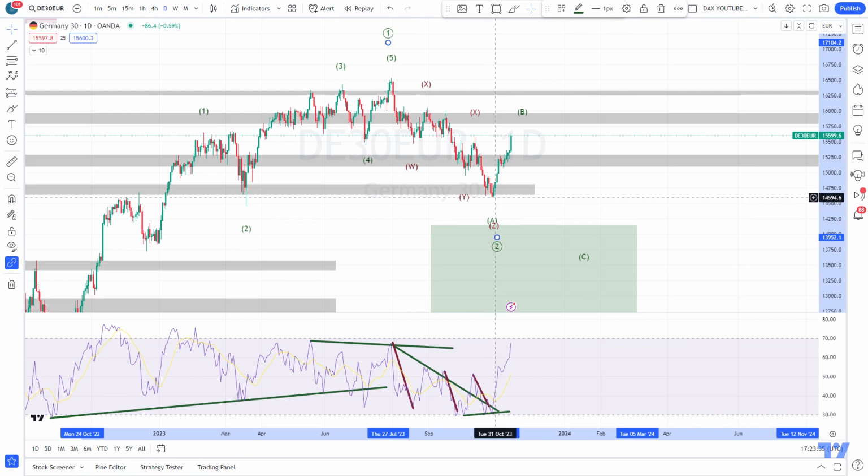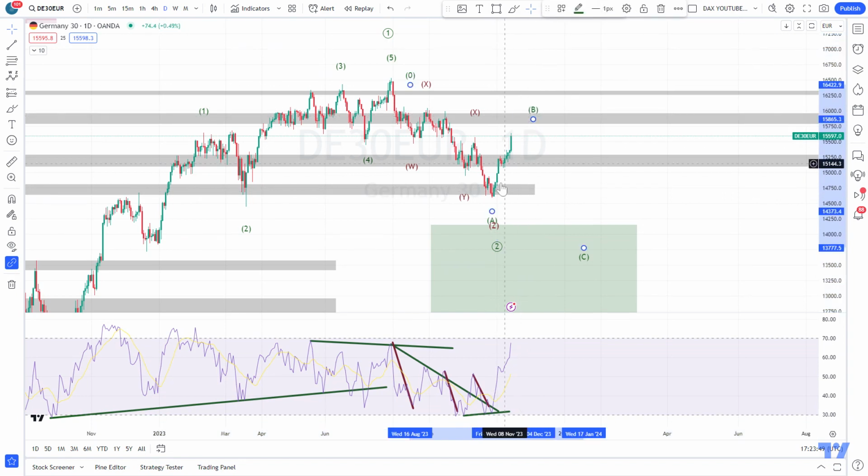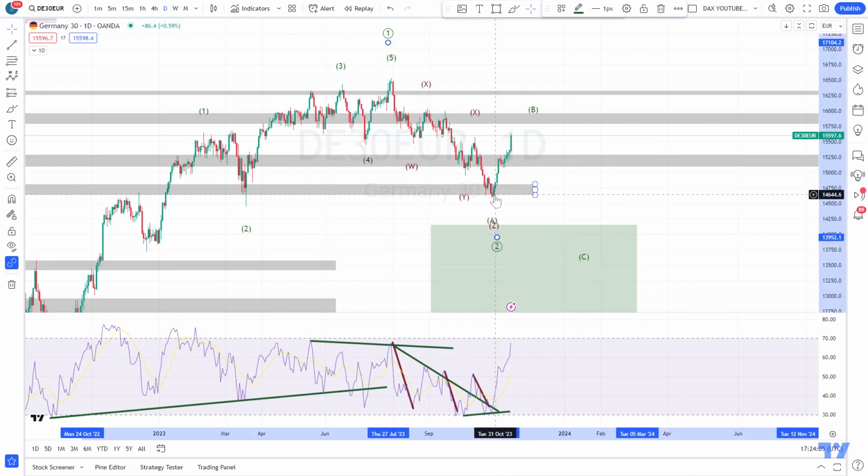If we have our wave 2 low right here, then there is also a possibility that this structure will further extend, that this structure is not corrective, that we do not have a wave B up here, but instead that from this low we are starting a new impulsive wave up, which would be the wave 3 in the DAX. So that's also a possibility.